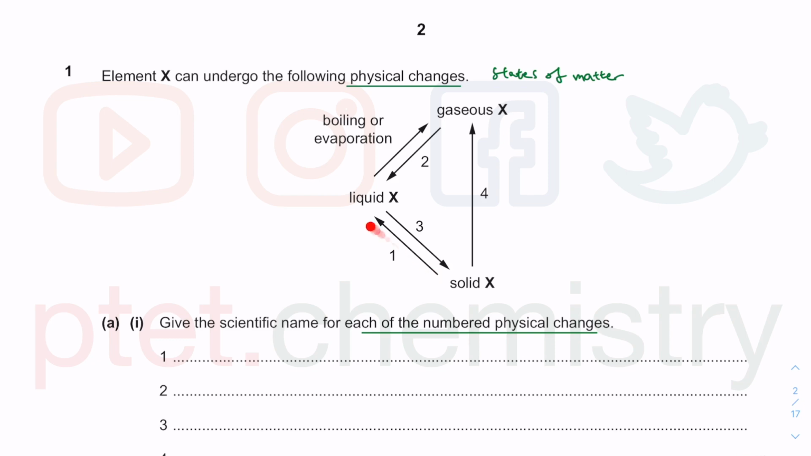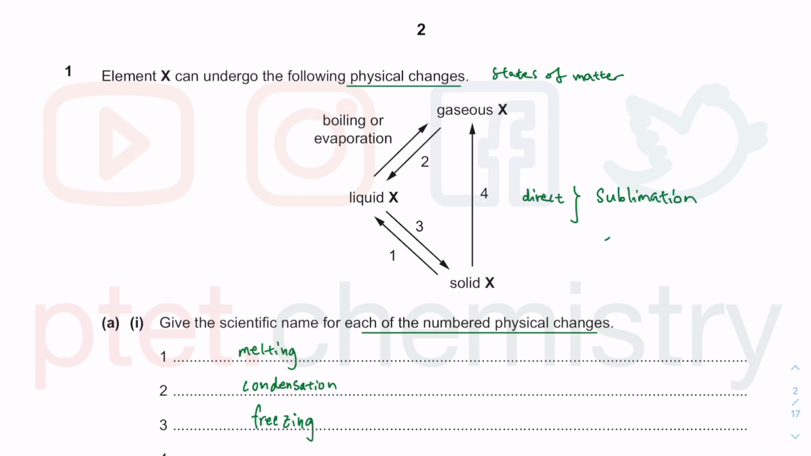So solid going to liquid, that is just melting. And then number 2 is from gas going to liquid, so that is condensation. Number 3, from liquid all the way to solid, so that's freezing. Last but not least, this is probably one of the more difficult ones, but it is in your syllabus. Solid X going to gas straight away. This is direct. So solid going to gas is what you call sublimation.